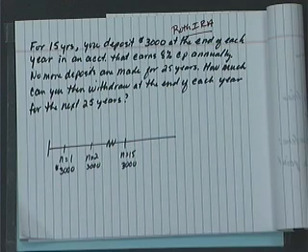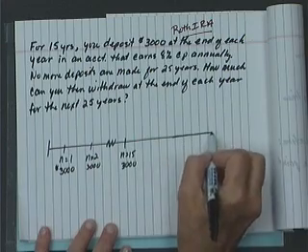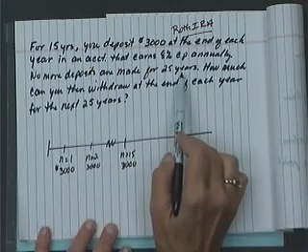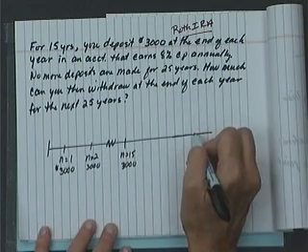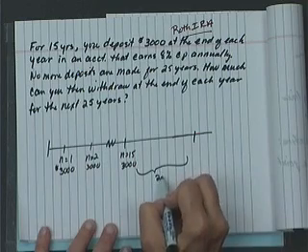Isn't that what the first part says? We make deposits at the end of every year for 15 years. N is in terms of years. All right, then we're not going to make any more deposits. No more deposits are going to be made for 25 more years. So in here we're going to have, I'll just do it like this, 25 years.